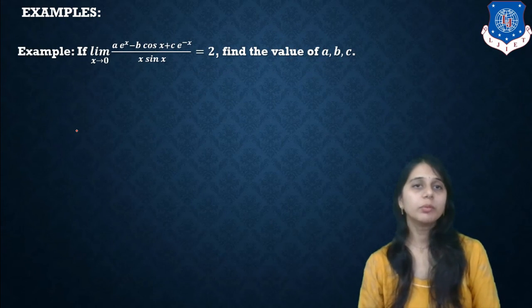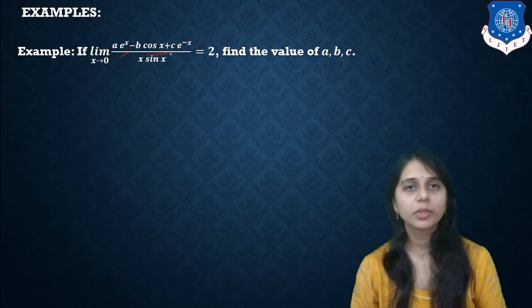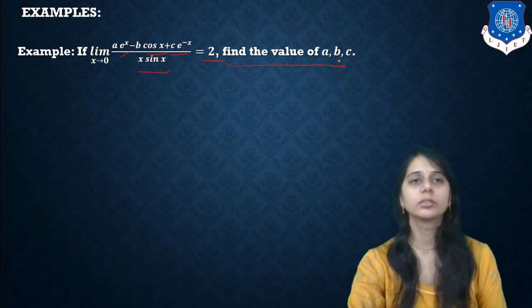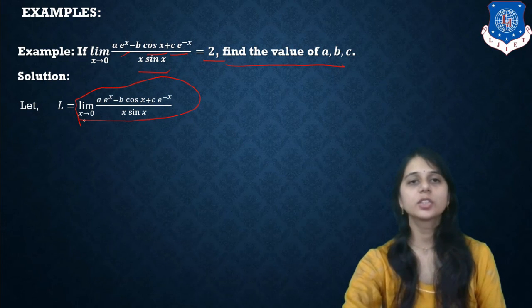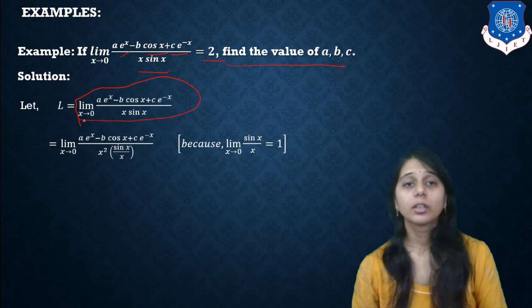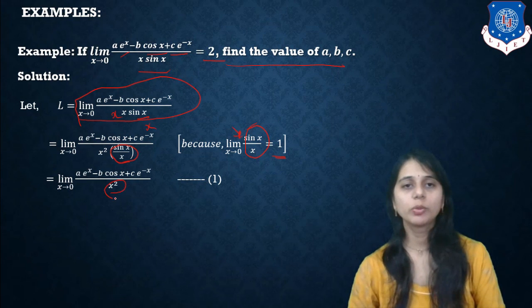If the limit x tends to 0 of a e raised to x minus b cos x plus c e raised to minus x, over x sin x, equals 2, find the value of a, b, c. Let the limit x tends to 0 of a e raised to x minus b cos x plus c e raised to minus x over x sin x. Now we know that sin x by x as x tends to 0 is 1. So we multiply and divide by x here, and we get sin x by x form, which is 1. Now in the denominator we get x square.